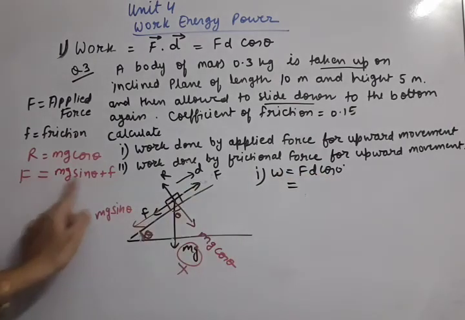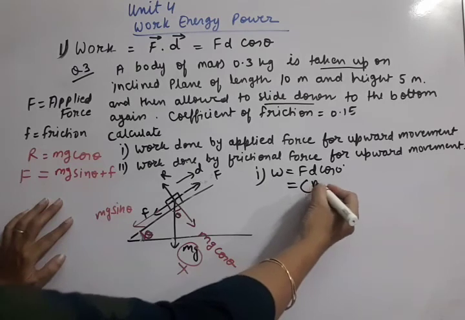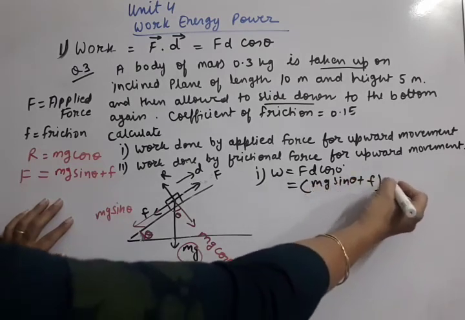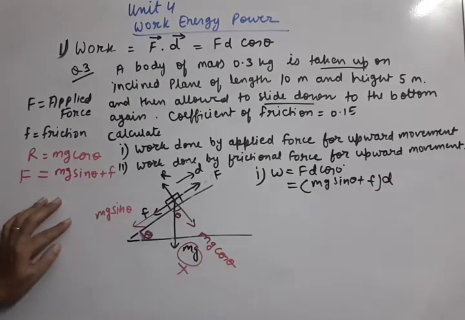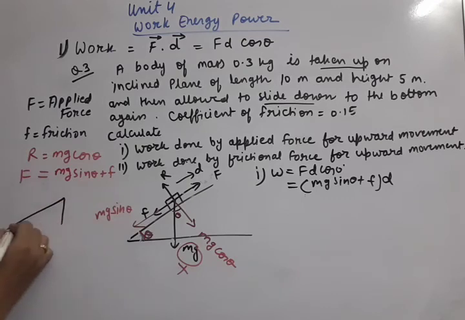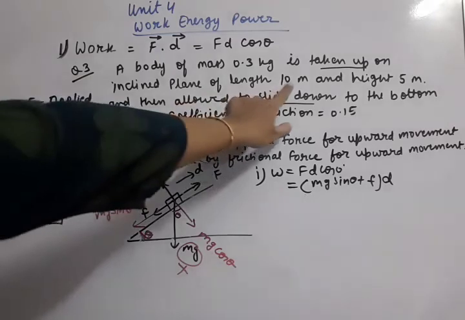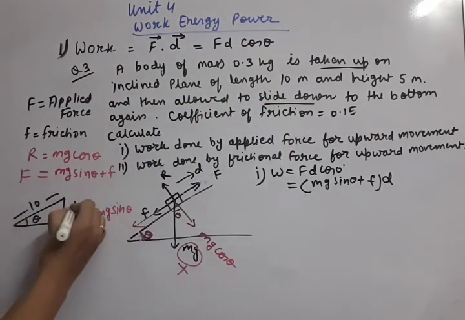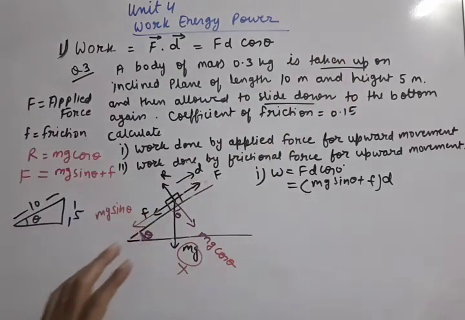Now the F value we will get from here. We will substitute here mg sin theta plus small f, and d. Now let us see what all replacements we have to do. So first of all, we will need theta. For theta, the help is what? Just understand theta. Of this incline, the length is given as 10 and the height is given as 5.